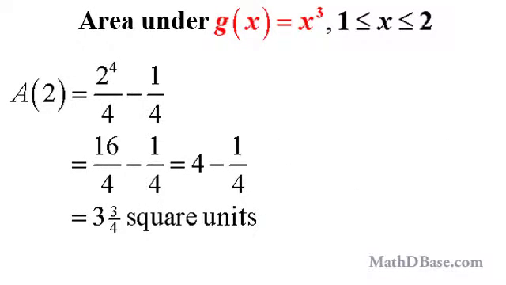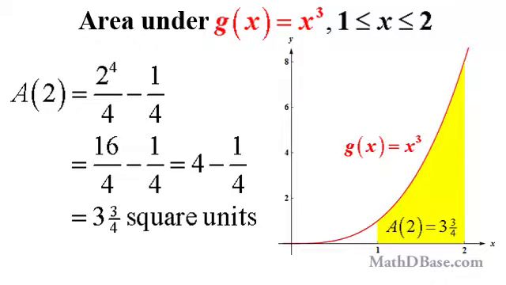At the right endpoint, we have A of 2 equal to 3 3/4. So the area between the graph of x cubed and the x-axis from x equals 1 to 2 is 3 3/4 square units.